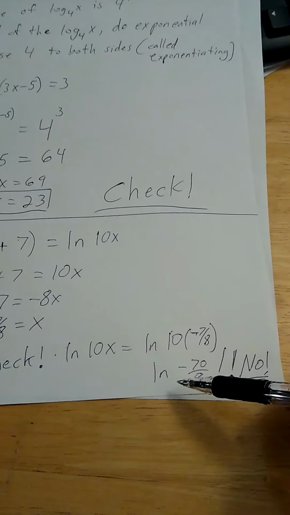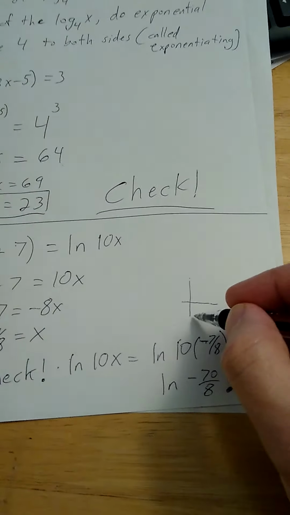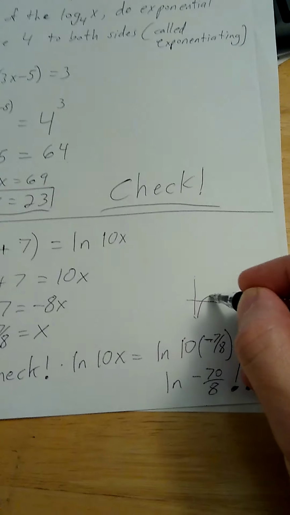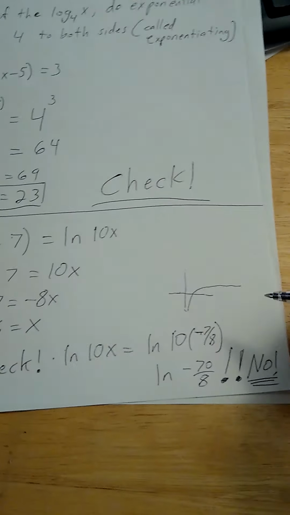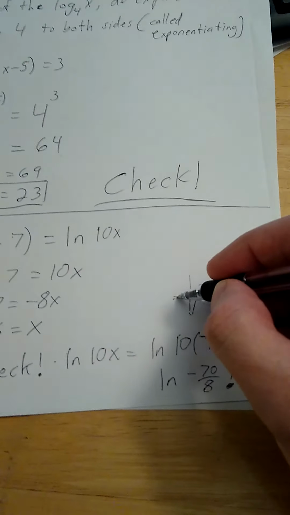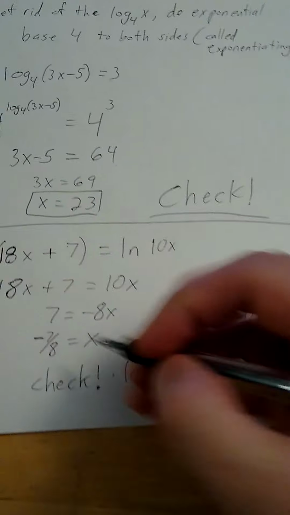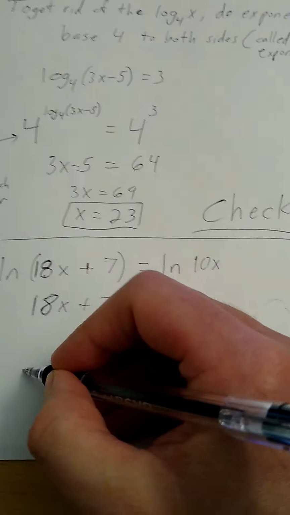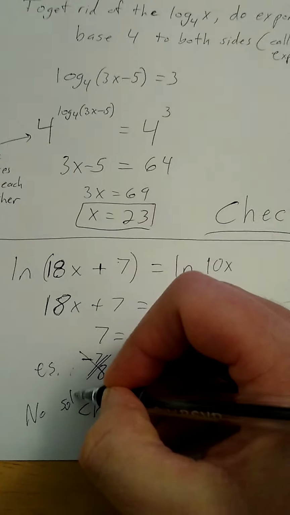I cannot take the logarithm of a negative, because the natural log, like every log as a parent function, looks like this. And I want to say that its x value of negative something doesn't work because there are no values back here. So this would not work. This would be an extraneous solution, and the answer would be no solution.